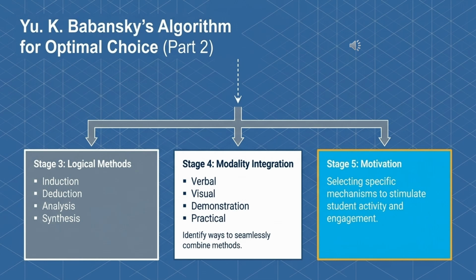The second part of the algorithm introduces three further stages. Stage 3 concerns logical methods: induction, deduction, analysis, and synthesis. Stage 4 addresses modality integration, including verbal, visual, demonstrative, and practical forms. Stage 5 is motivation, that is, the selection of mechanisms that stimulate student activity and engagement. Therefore, Babanski's model is not concerned merely with classification. Rather, it offers a practical algorithm for combining reasoning, modality, and motivation into one coherent instructional strategy.